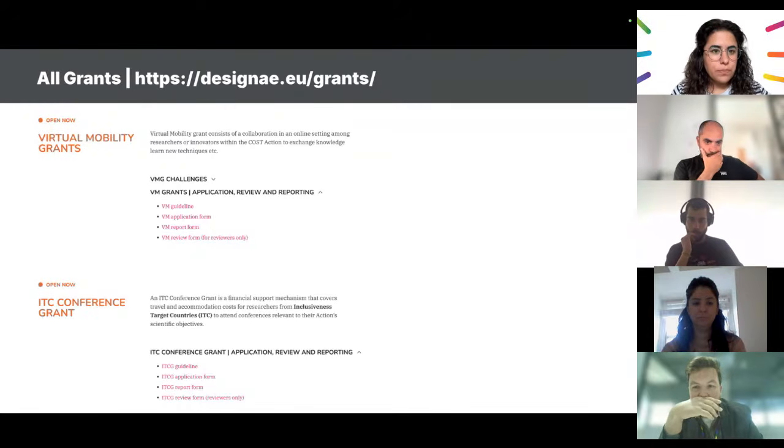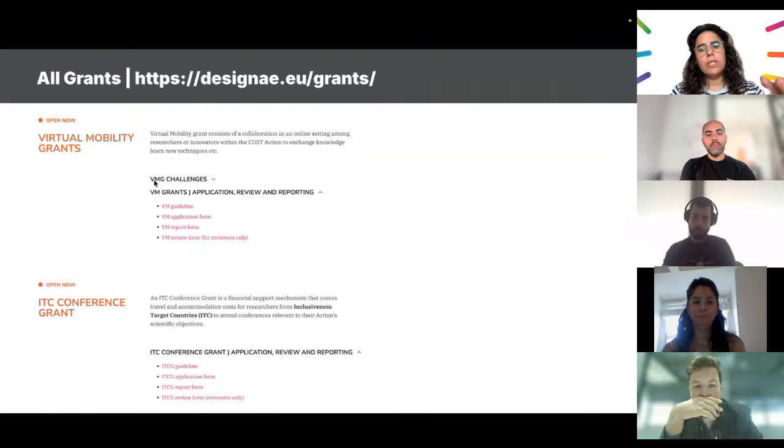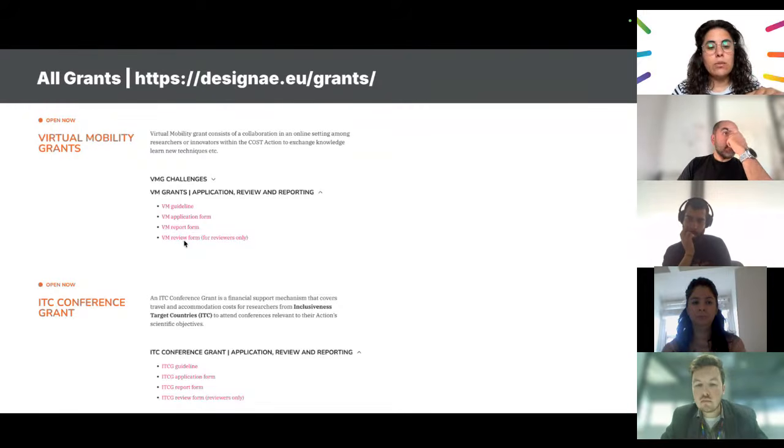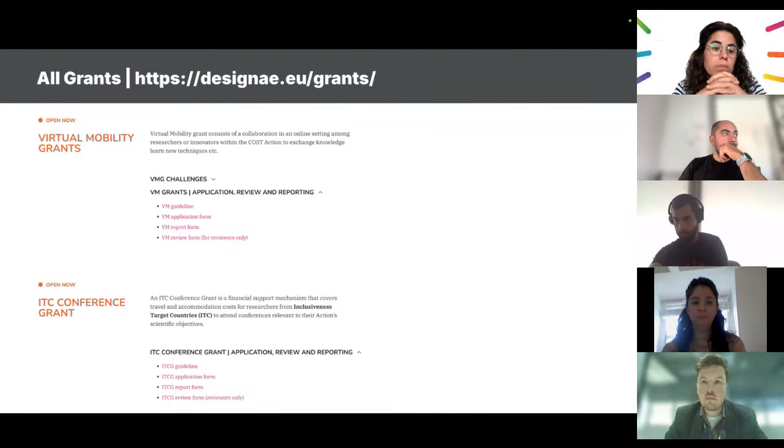You can check it out at DESIGNAE.EU/grants. You will access each of the grants, as well as the details of each of the challenges and the documentation that is required to apply. So the guideline, the application form, the report form after the virtual mobility, and the review form for reviewers only. When you make an application, if 2 people apply for the same virtual mobility, there will be a reviewer that will evaluate each of these applications.